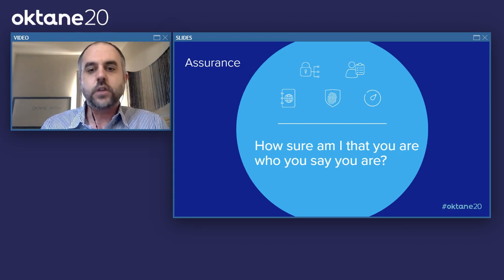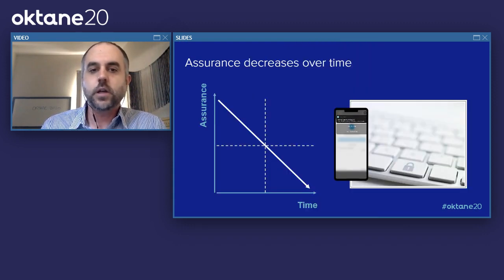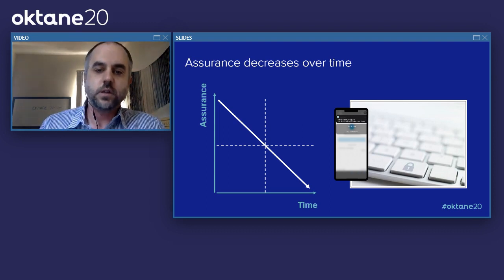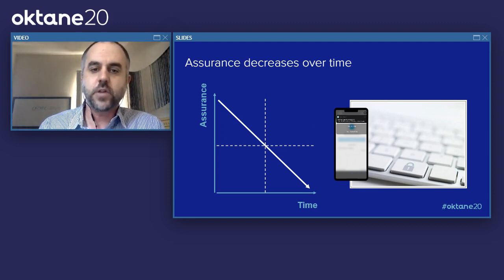Which brings us to assurance. Assurance is, how sure am I that you are who you say you are? And assurance decreases over time. You log into a computer once early in the morning, and the computer screensaver may be unlocked. As you proceed throughout the day, the assurance of that original authentication event decreases. You're not necessarily the same user behind the same keyboard 20 minutes, an hour, 2 hours later. Similarly, if we send an out-of-band push notification, it may not be you sitting next to that phone after that original authentication event.